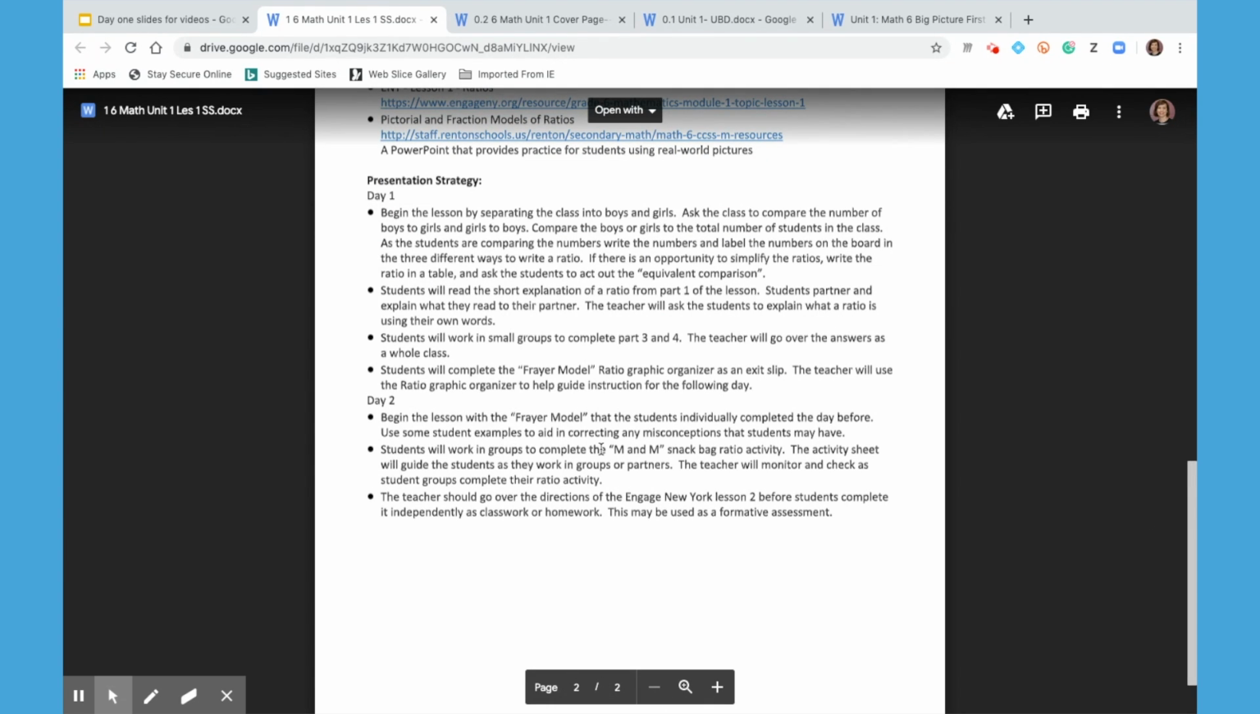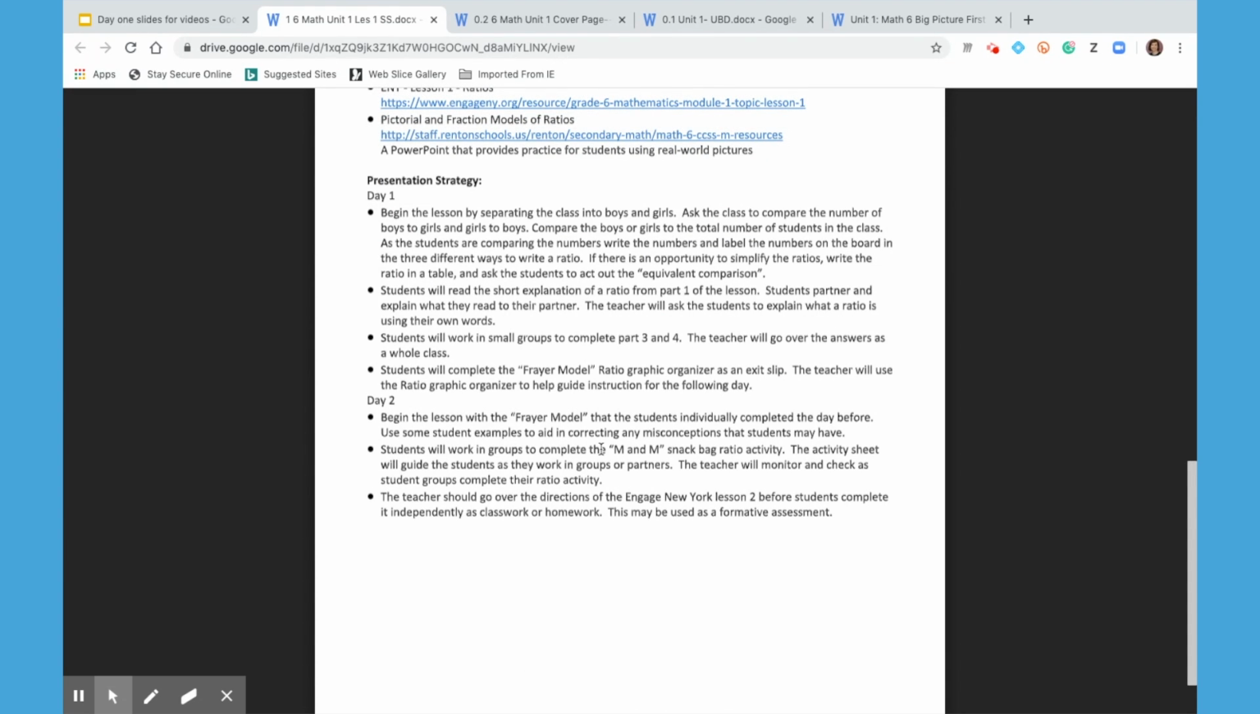And then now to the presentation strategies. These were written by teachers in the state of Alabama that have actually used this material. And these are strategies to help you in planning your lesson. So look at the very first bullet. Begin the lesson. Then it says students will read the next bullet. Students will work in small groups the next bullet.